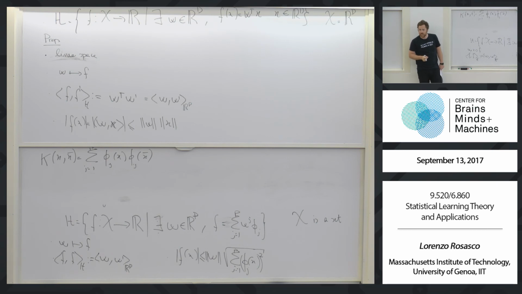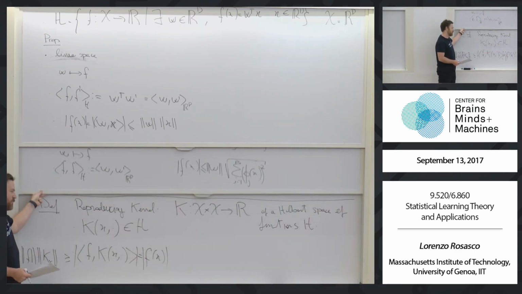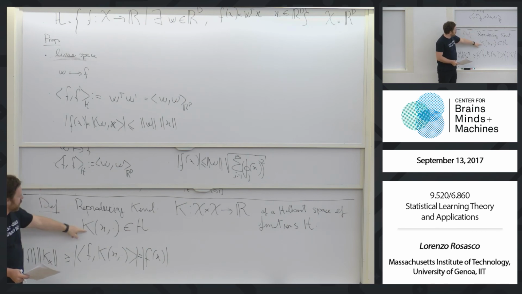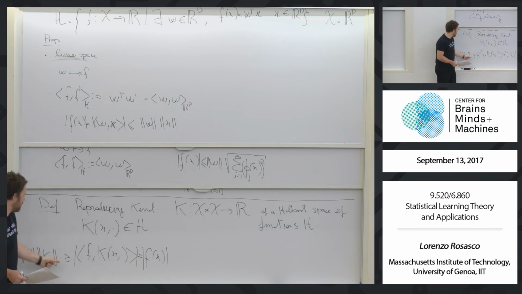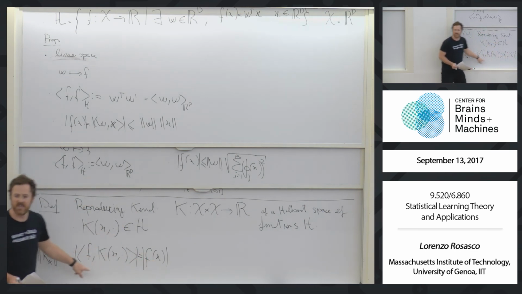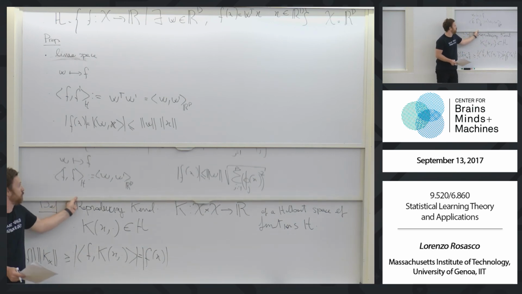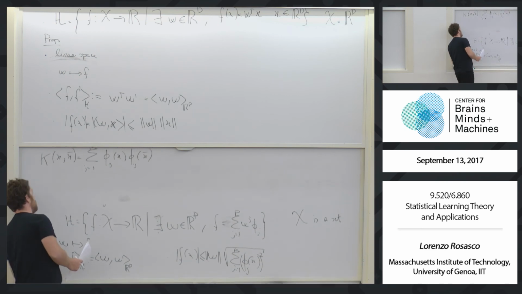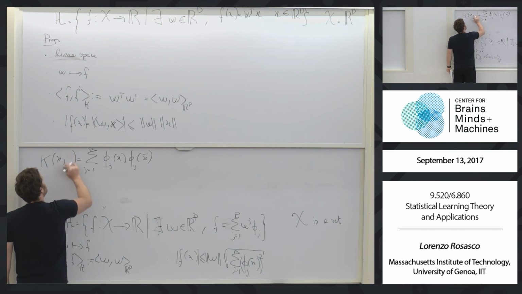How do we prove that this is true? Well, we have to check two properties. This is not the best use of the board that I could have done. We have to check that if we fix one entry, it is a function in that space, and then I can write f of x as the inner product of f with that one function. All right? Let's try to do it. So first of all, let's fix one entry and check if it's still a function.